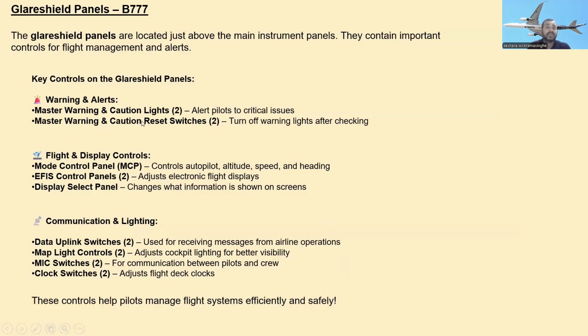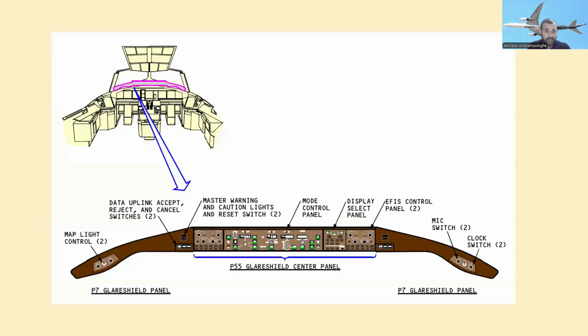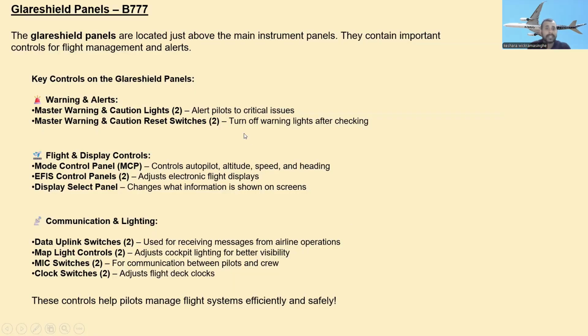And next one, master warning and caution reset switches. The reset switches are also here, in the same position, and are used to turn off warning lights after checking. Next one, the flight display controls. They have three flight display controls.